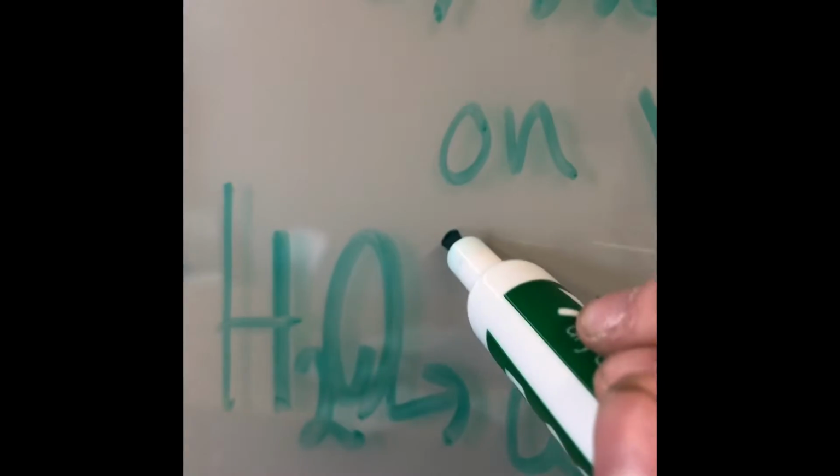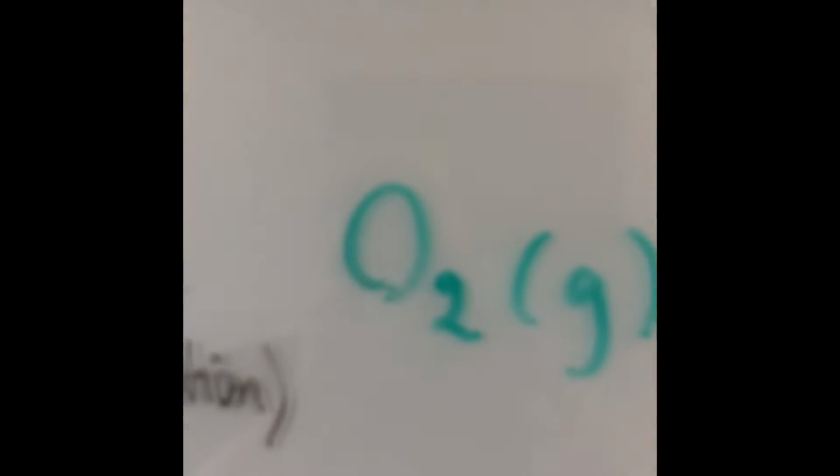And so, that's our skeleton equation. H2O is a liquid also. Pretend that there's extra space on this whiteboard. There we go. Water is a liquid. So there's our skeleton equation.